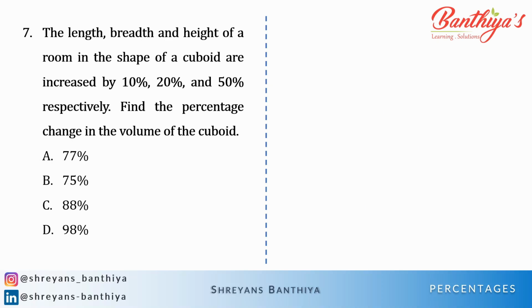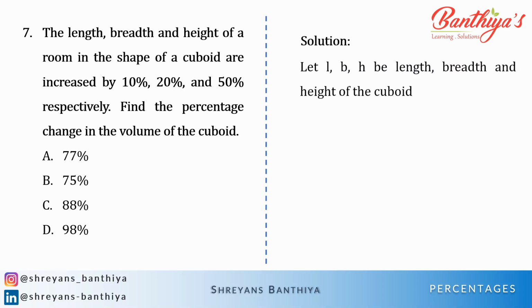7th. The length, breadth, height of a room in the shape of a cuboid are increased by 10%, 20% and 50% respectively. Find the percentage change in the volume of the cuboid. Again, this is a very similar question to the last question and it's a very simple question. Let's see the solution. So volume of the cuboid is length into breadth into height. So let L, B, H be the length, breadth and height of the cuboid.